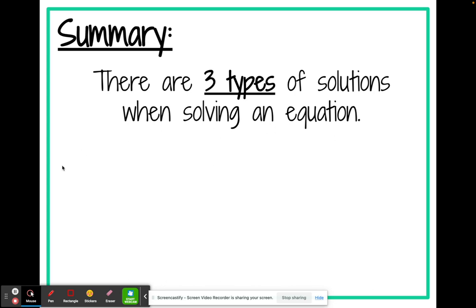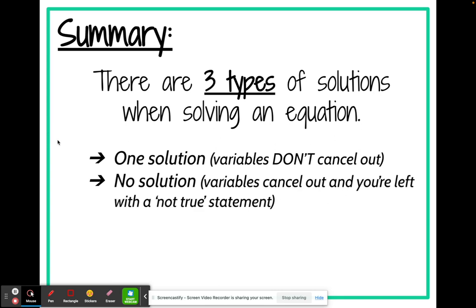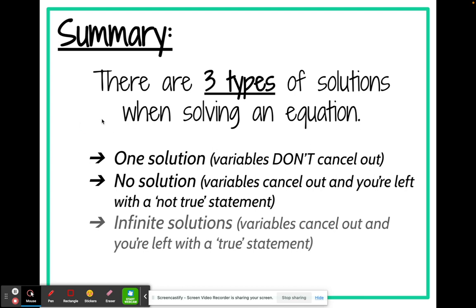So in summary, there are three types of solutions when solving an equation. One solution, the variables don't cancel out. No solution, the variables cancel out, but you're left with a not true statement. Or infinite solutions, where the variables cancel out and you're left with a true statement.